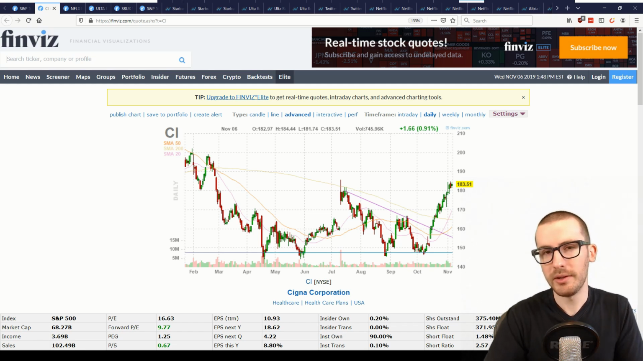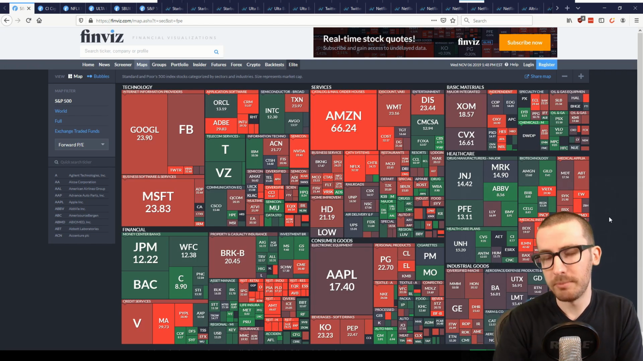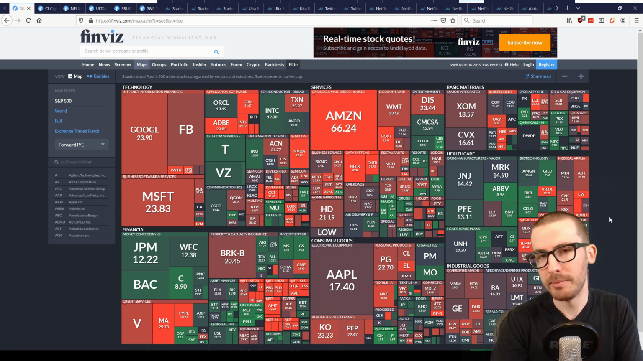Cigna, a health insurance company, is one company whose stock I had been buying throughout this year, which I believed was undervalued because despite still having strong rates of growth, it was trading at a price to earnings ratio that was not only a discount to the market, but a discount to Cigna's historical average price to earnings ratio. So that's just another example of how you can use the heat map in combination with a fundamental metric like price to earnings ratio or forward price to earnings ratio to help identify potential opportunities.